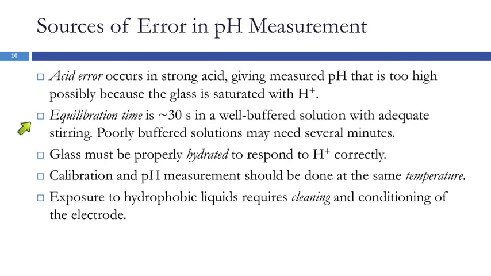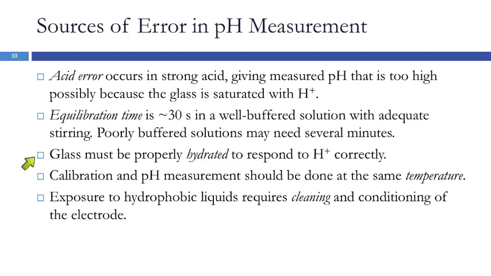Equilibration time can cause error. If you have a well-buffered solution and adequate stirring, the electrode should equilibrate in about 30 seconds. So waiting a minute is going to be just fine. If your solution is not buffered or poorly buffered, you may need to wait several minutes for the pH to settle down for it to become equilibrated. If you read the pH on the meter before it has adequately equilibrated, then you're going to have an error in your pH measurement.